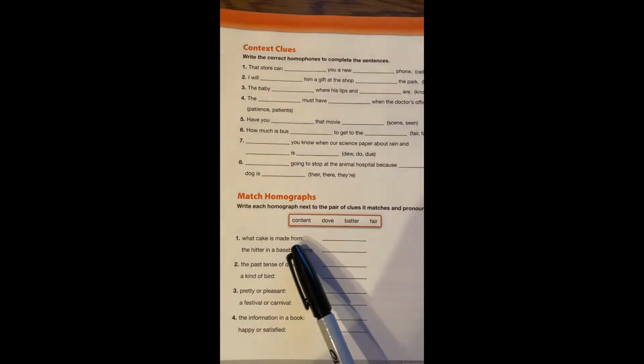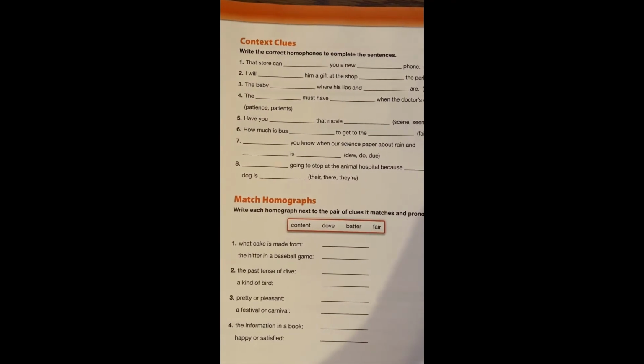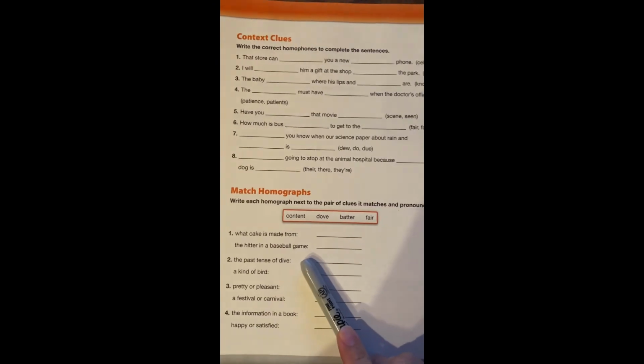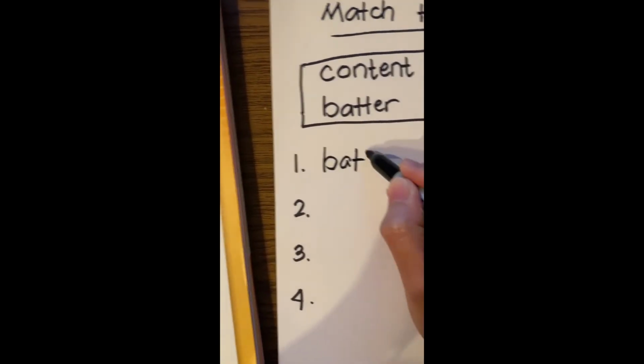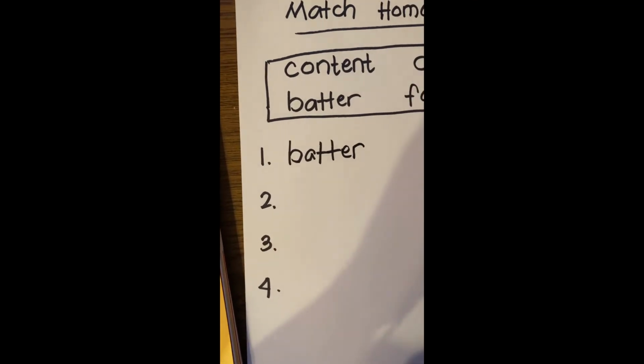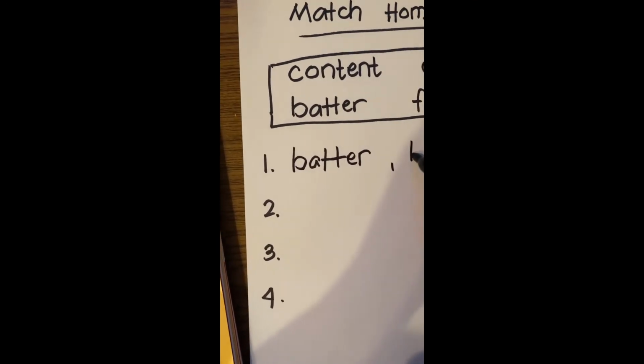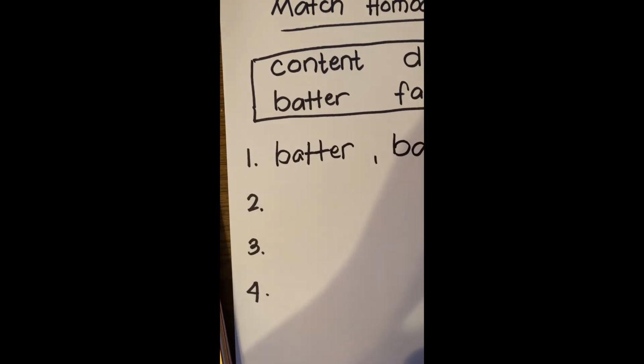Let's try out number 1. What cake is made from blank? The hitter in a baseball game, blank. So I know that before you bake a cake, you have to make the what? The batter. I also know that a hitter in a baseball game is a batter. So I'm going to write these words and pronounce them. Batter. For the next phrase, the answer is the same.